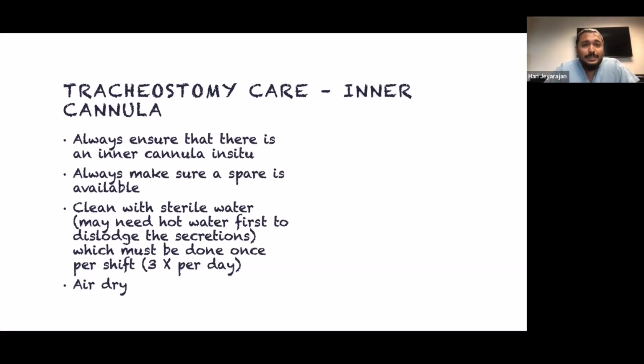We don't really use sterile water. We usually use tap water. It's fine. And we usually just leave it to air dry. Particularly if it's been left overnight, in the morning it'd be quite heavy with crust. And if you can't clean it, then you may just have to change it out for a new one. But it's really, really important to do, because that's how you prevent tube obstructions and tracheal infections from tracheostomy care.